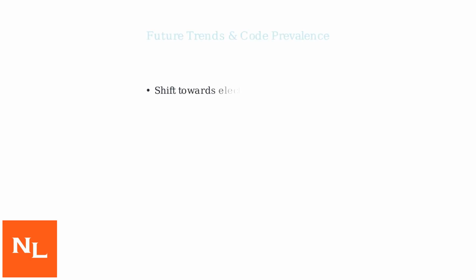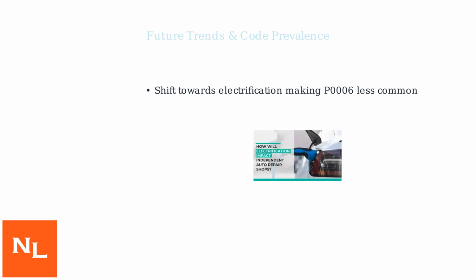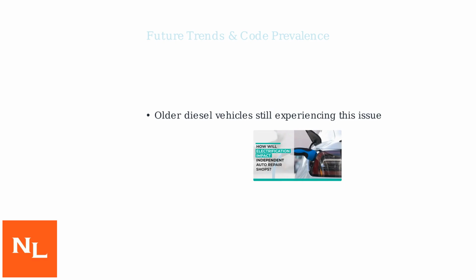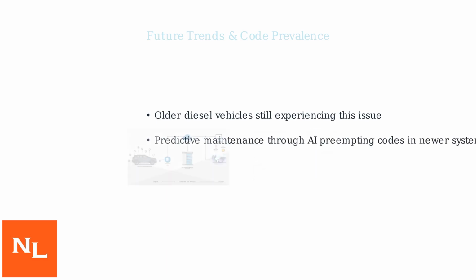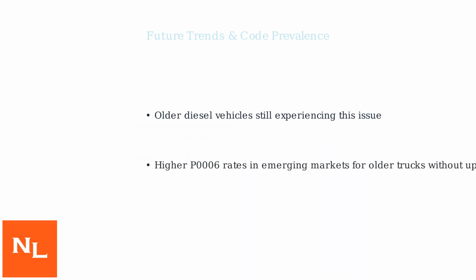As the automotive industry shifts towards electrification, the P0006 code is expected to become less common overall. However, older diesel vehicles will continue to experience this issue due to their traditional fuel systems. In newer systems, predictive maintenance powered by AI will help identify and fix potential P0006 problems before they trigger the code. Meanwhile, in emerging markets, expect higher rates of P0006 in older trucks that lack access to necessary software updates. These trends highlight the evolving nature of diesel diagnostics in a changing automotive landscape.